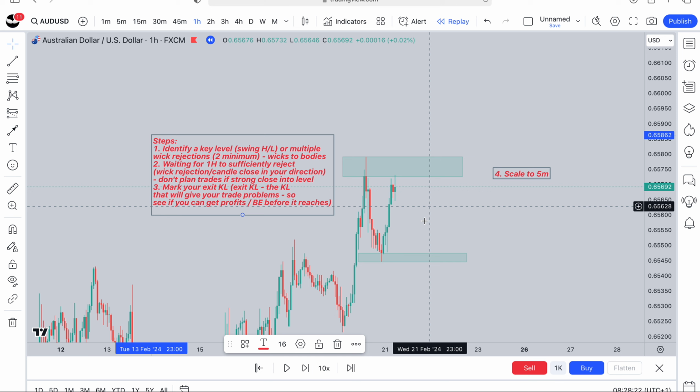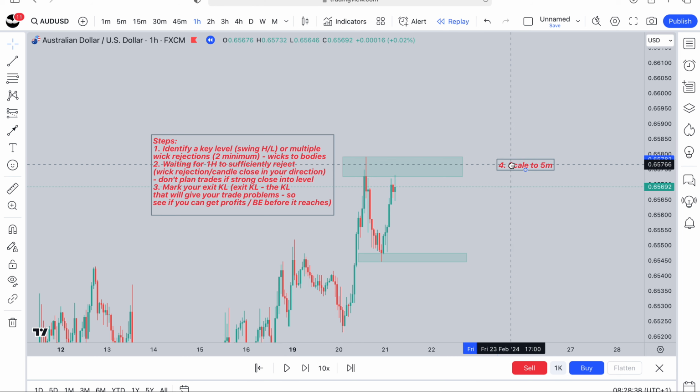So we've got that. We've marked our exit key level. We've gone from the wicks to the bodies using the brick wall theory. Okay, and if you guys want some more help on the brick wall theory, you just need to send me a DM or inbox, or hell, leave a comment. Very appreciated. I'll make a video on it in due time. But without further ado, let's carry on. Scale to the 5 minute.